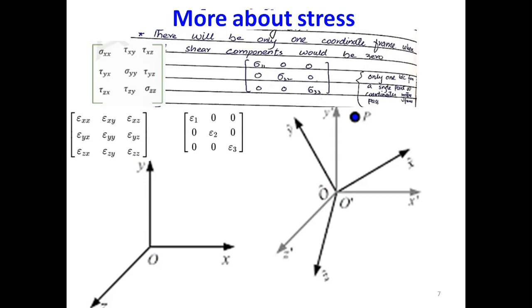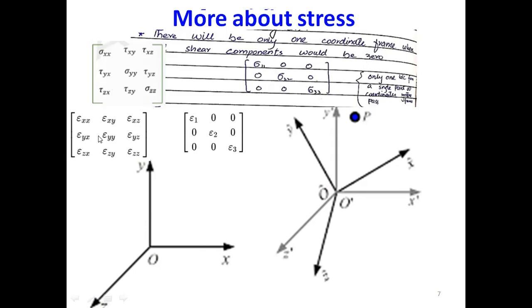9 components. For stress, here we would have these. This is the stress tensor, and it would have 9 components, and these components are actually defined at 3 mutually perpendicular planes. And what are those 3 mutually perpendicular planes? XY plane, ZY plane, and XZ plane. So these have been defined on these 3 mutually perpendicular planes, or in this coordinate frame X, Y, Z.